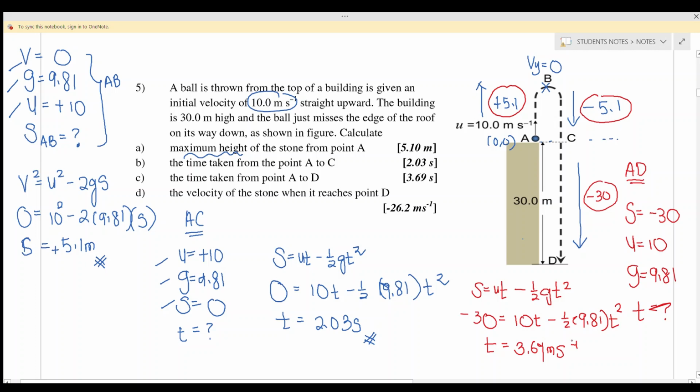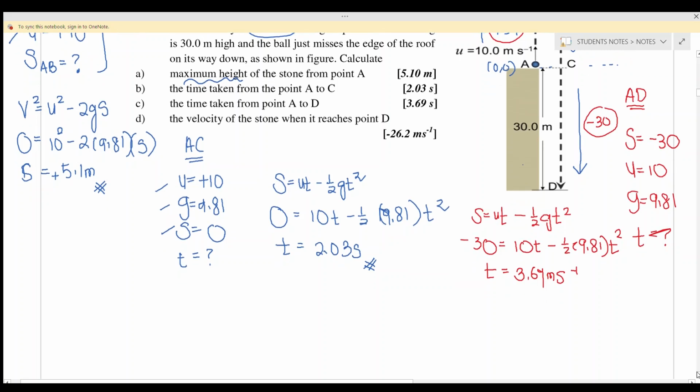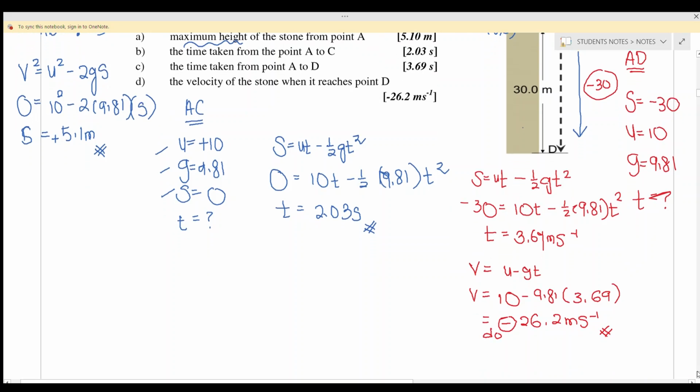Last one, we will go to question number 5D. Find the velocity of the stone when it reaches point D. So this one we want to find V. So V equals U minus GT. V we don't know, U is 10, minus 9.81, and the time taken when you reach point D is 3.69. So finally we will get our velocity equals negative 26.2 meters per second. So again, negative here shows that the object is moving downward, at the end.